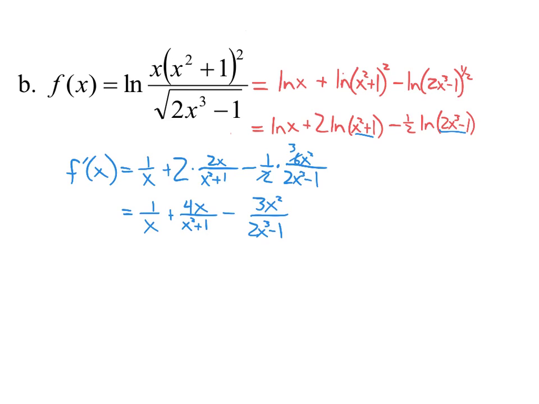Now you may say, okay, well, what if we were finding max or min points and I had to set this equal to 0 and solve it? Well, at that point, you could get a common denominator, put it all together as one fraction, but even with that, it's going to be a whole lot easier than messing with that original form.